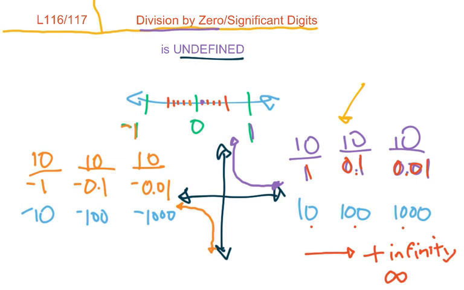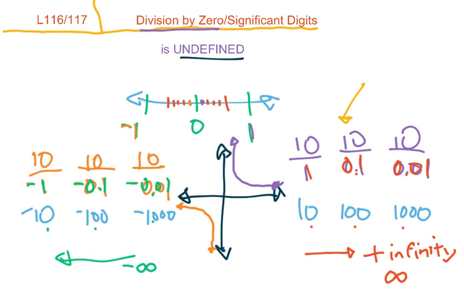Okay, what about over here? What's happening as I'm getting closer and closer to 0 with my divisors? Well, I'm getting further and further away from 0. Towards where? Well, not positive infinity, but towards negative infinity. And that idea helps us understand why dividing by 0 is just impossible. It's not something we can do.